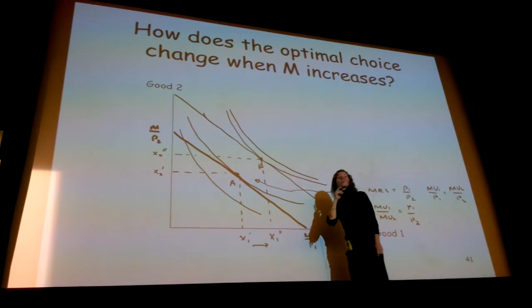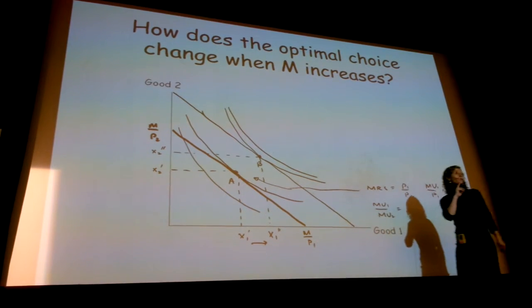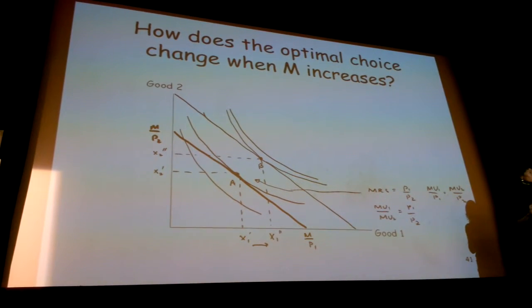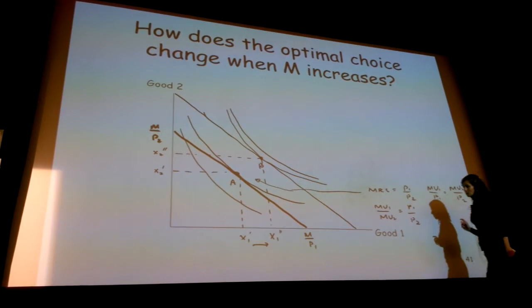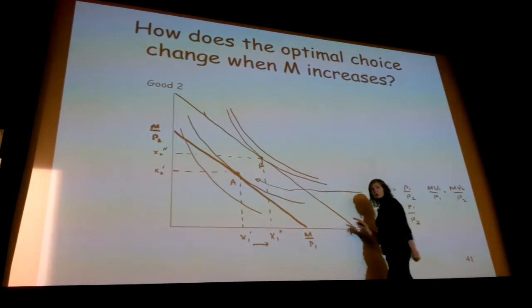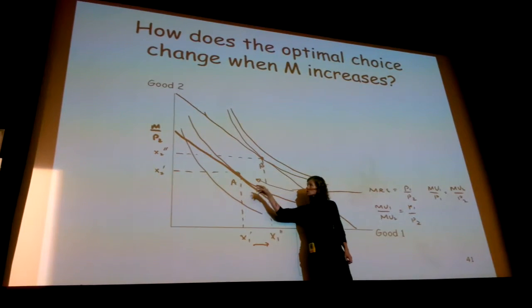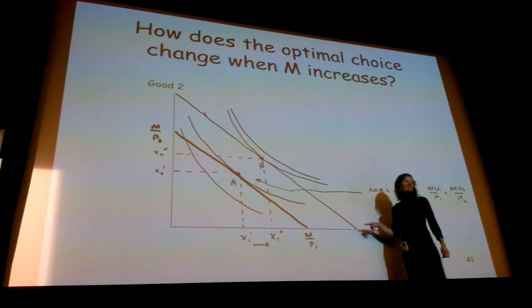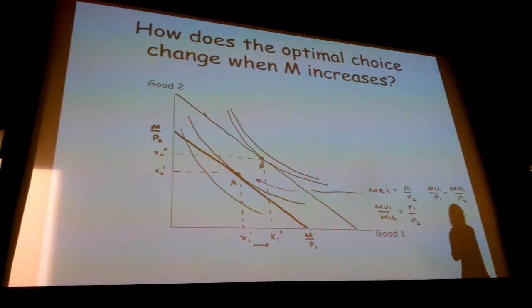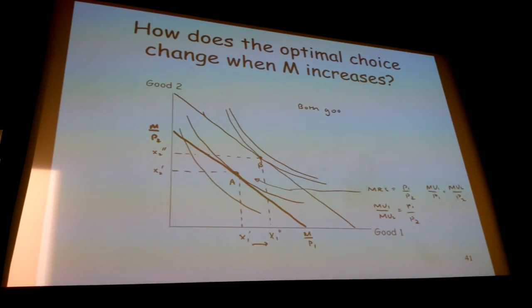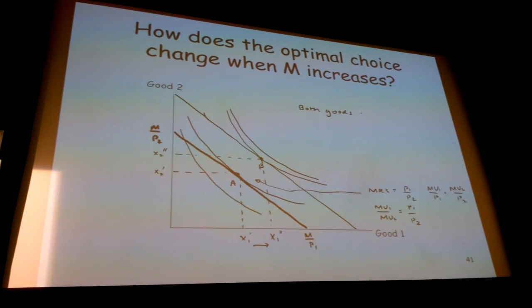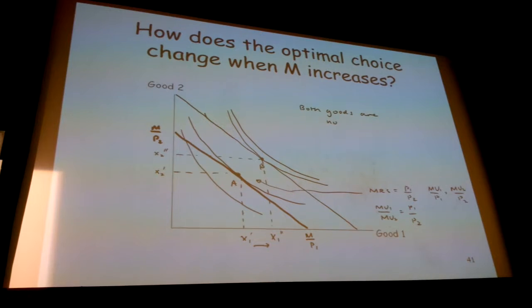Both goods are normal. That's right, both goods are normal goods. The way I drew my picture, and your picture may not look the same, and I'll draw an example of an inferior good next, but because both x1 and x2 increased when income increased, this is a case where these two goods are normal goods. So in this case, both goods are normal goods. That was the implicit assumption.